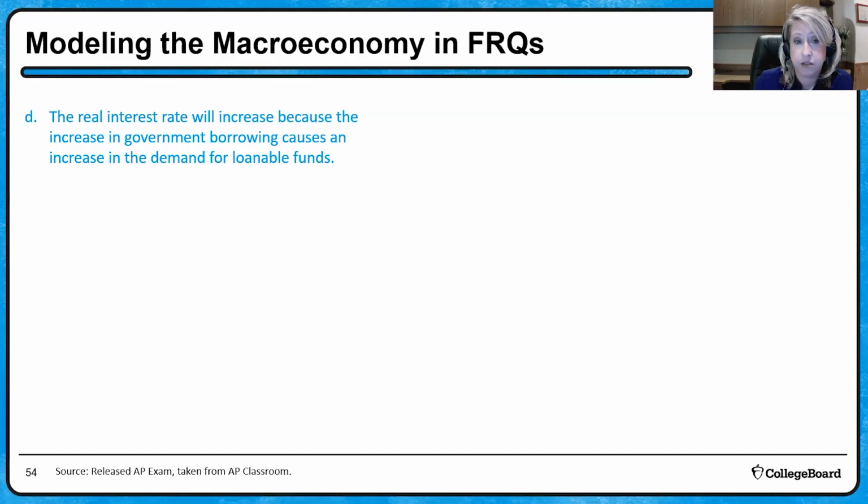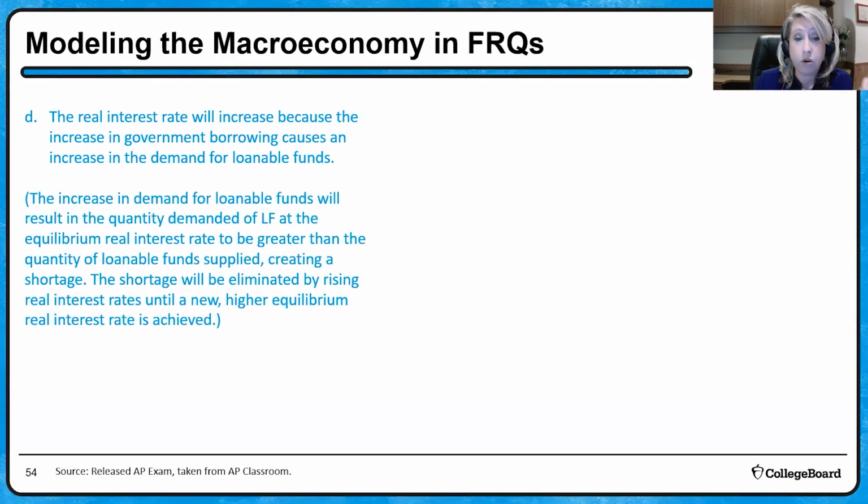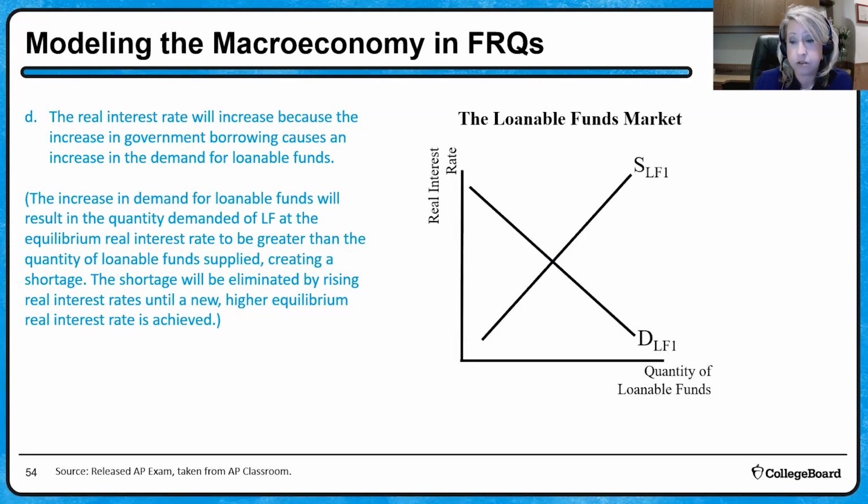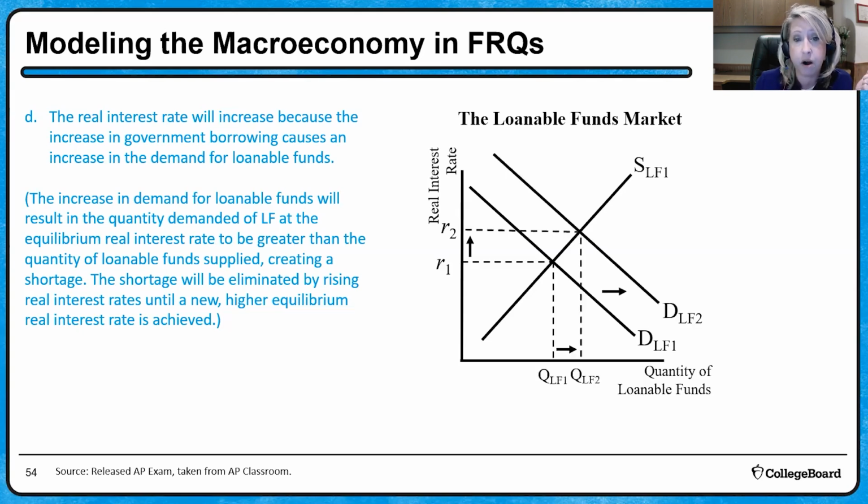Then the next question asks us about the real interest rate because of an increase in government borrowing. So there's the answer to part D. Now you could have shown it in a graph, right? You could have used a graph to show your answer to the question. Graph your supply and demand, use your real interest rate and your quantity of loanable funds, find your equilibrium real interest rate, and show the effect of government borrowing on the demand for loanable funds, which drives up the real interest rate. It is sometimes the case that the answer might not have all of the links in the chain.